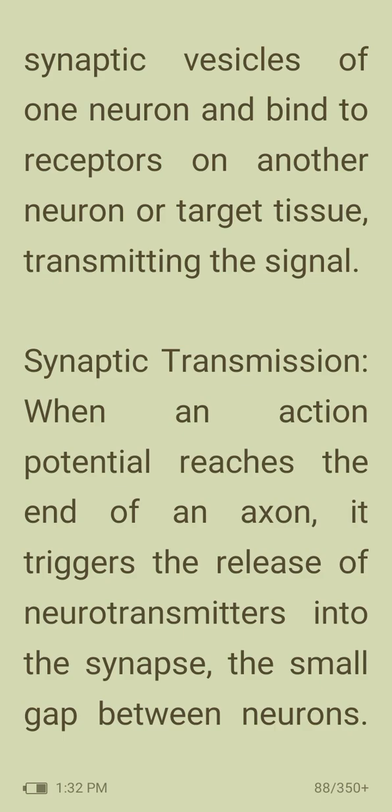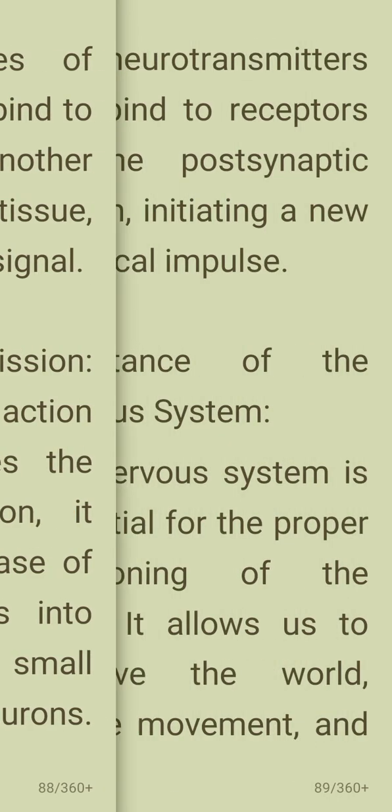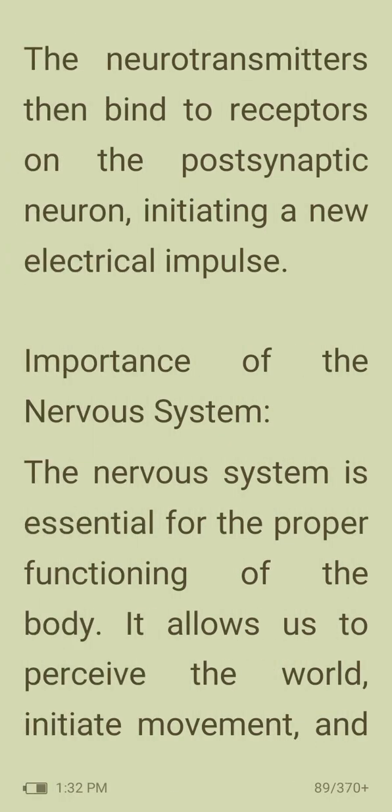Then synaptic transmission. When an action potential reaches the end of an axon, it triggers the release of neurotransmitters into the synapse, the small gap between neurons. The neurotransmitters then bind to receptors on the postsynaptic neuron, initiating a new electrical impulse.